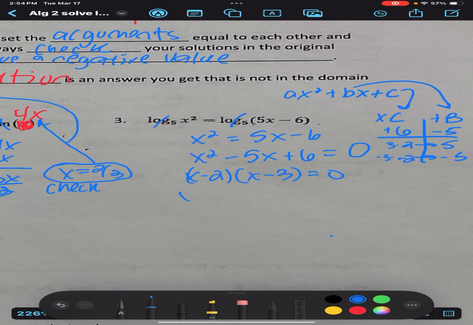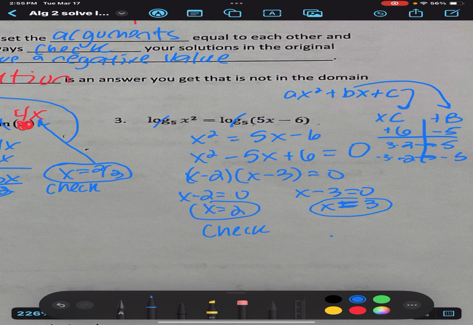Then take both my factors, set them equal to 0. And I get x equals positive 2, x equals positive 3. And now we check. If I plug 2 and 3 into the first term, that would give me a positive 4 and a 9, so that's good. The second one, 10 minus 6, that's good. 15 minus 6, so they're both good. And we will see ones where it's not good, so don't worry. It's coming.